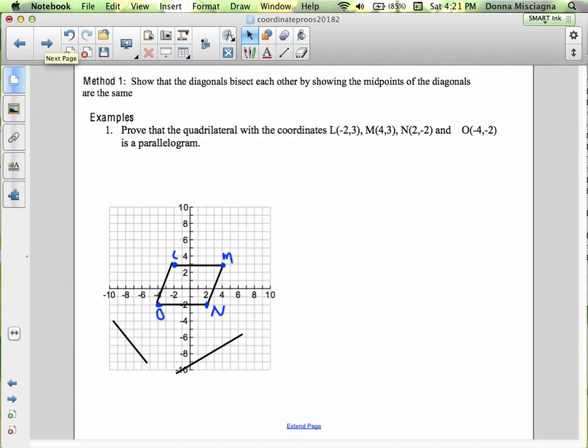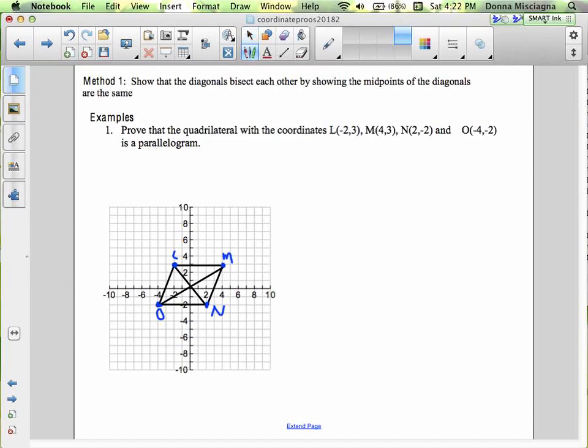Now, if you are completing a proof about diagonals, go ahead and connect the diagonals. So they go across and they are non-consecutive points. So L and N are non-consecutive. They're not one after the other. And O and M are non-consecutive points. So those are our diagonals. So that right there, that is step 1. So the first thing we did is we graphed it. Ignore this. This just tells you what problem it is.